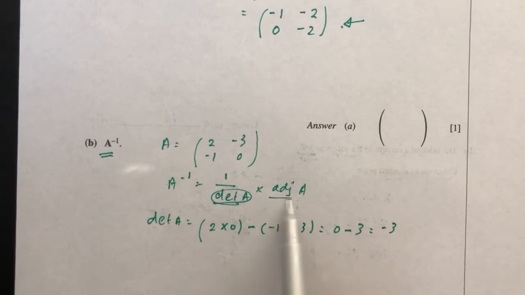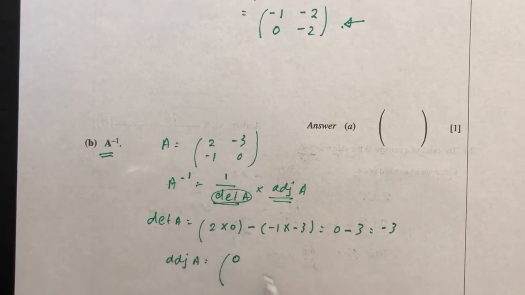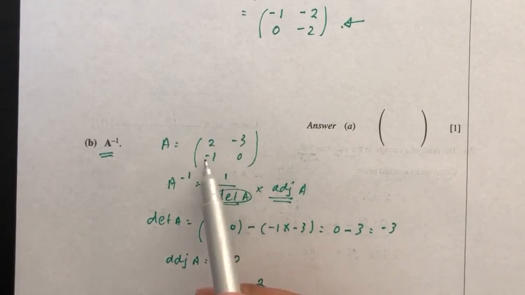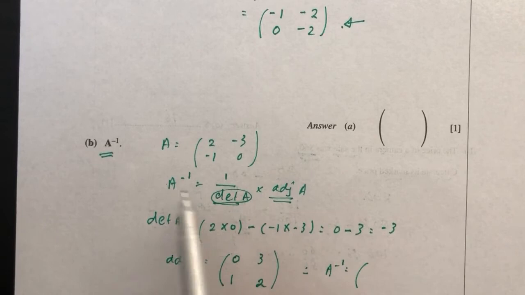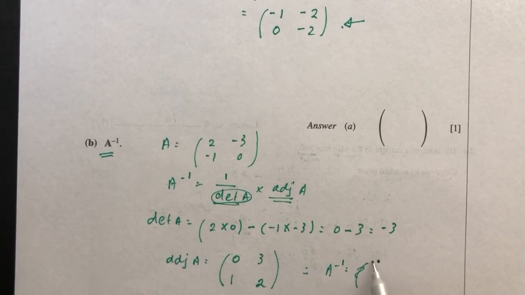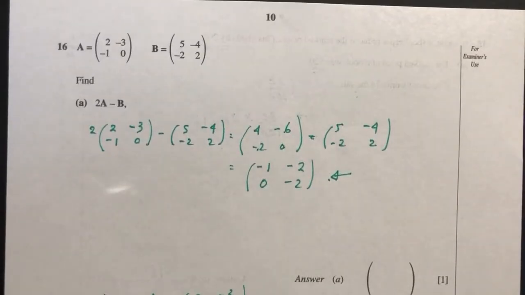Now let's find the adjugate matrix. The adjugate matrix is equal to, we have to swap those two positions. So 0 becomes up, 2 becomes down, and change the sign of those two. They become 1 and 3. So A inverse becomes 1 over the determinant, which is minus 1 over 3, times the matrix 0, 1, 3, 2. And this will be your answer for question number 16.